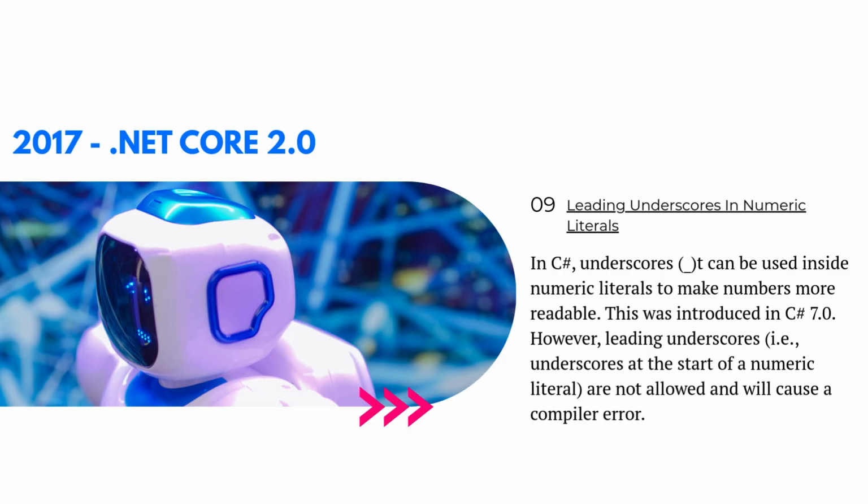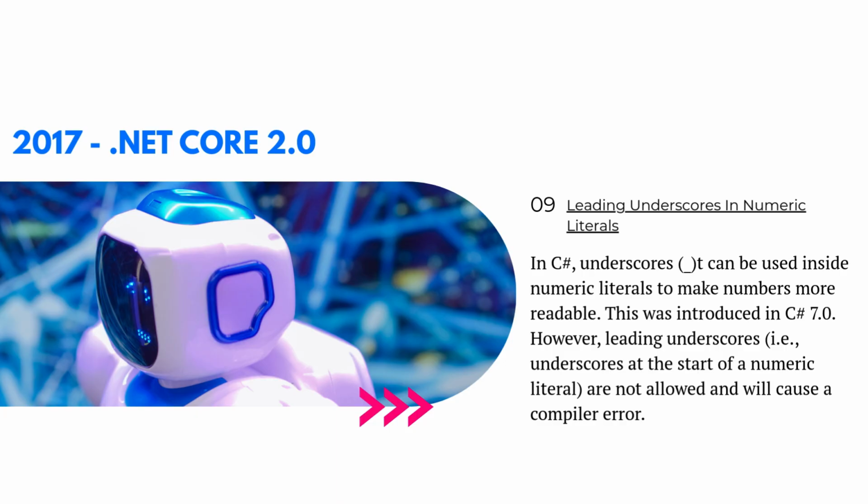In C#, underscores (_) can be used inside numeric literals to make numbers more readable. This was introduced in C# 7.0. However, leading underscores, that is, underscores at the start of a numeric literal, are not allowed and will cause a compiler error.